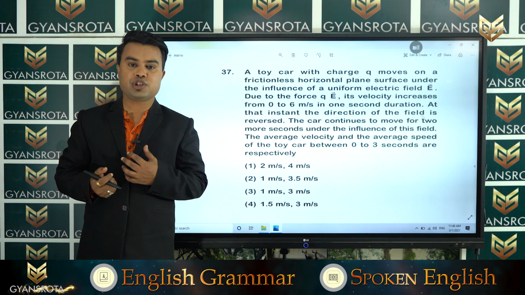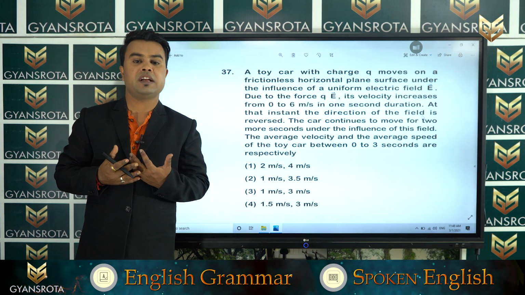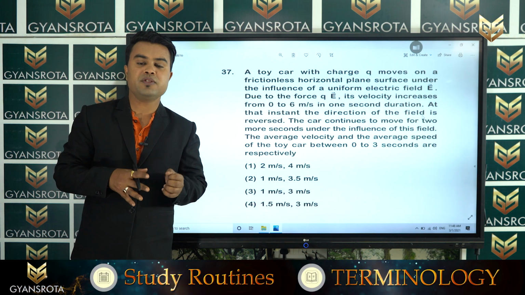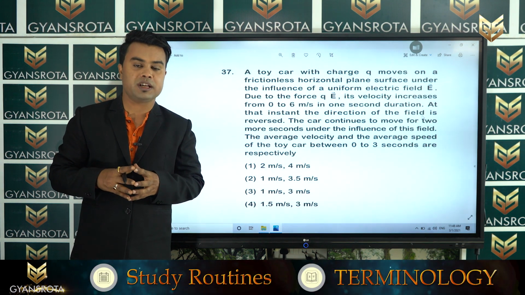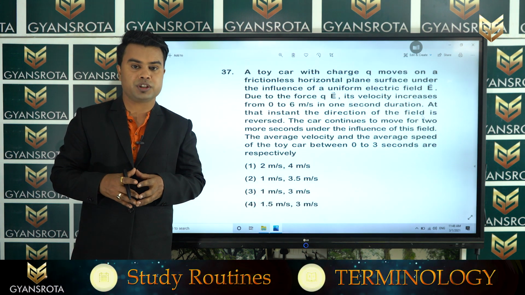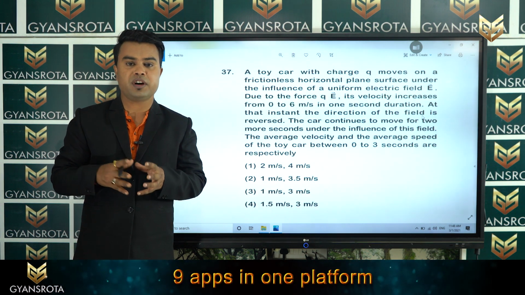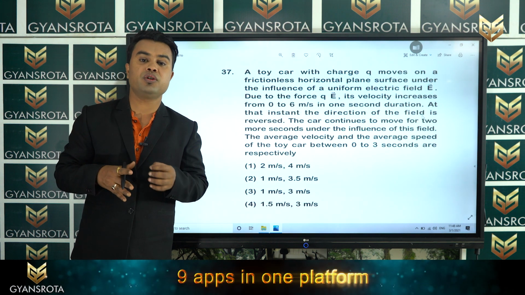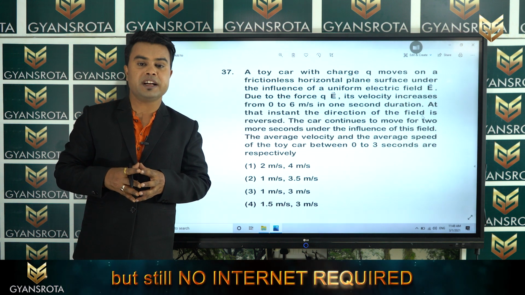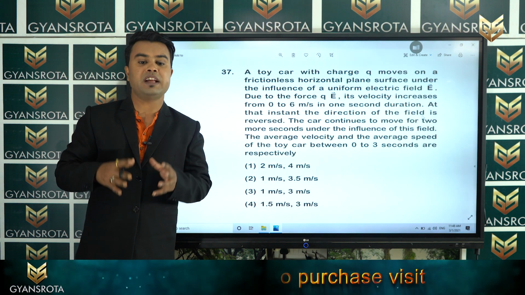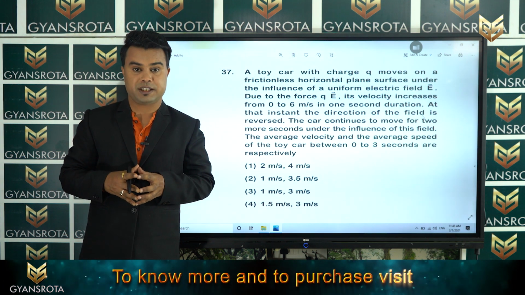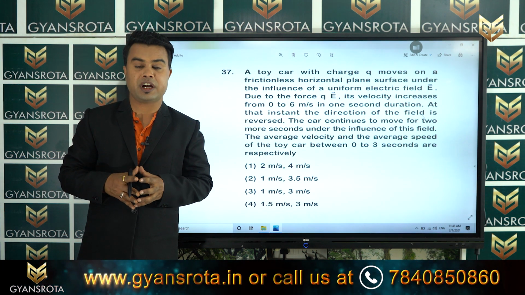It seems like the question is from the chapter electrostatics, as it is moving under the influence of an electric field. But if you apply the concept here, it will be from the chapter equation of motion. You are going to use the formula for displacement, s equal to ut plus half a t square. The acceleration is going to change, right. So if you use this formula, the answer will come out to be 1 meter per second and 3 meter per second. Let me tell you the answer so that you can try it by yourself.